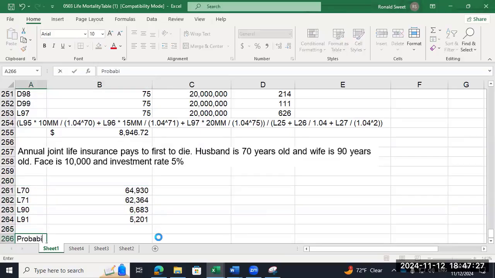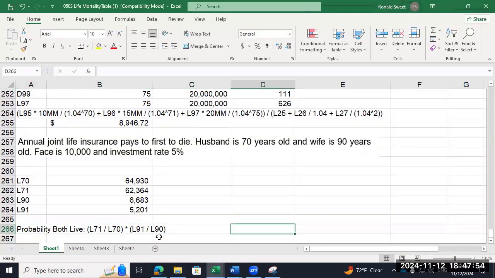So the probability both live is going to be L71 divided by L70 times L91 divided by L90. Any questions on that? People alive at 71 divided by people alive at 70. You can see how that's how many people live 1 more year.